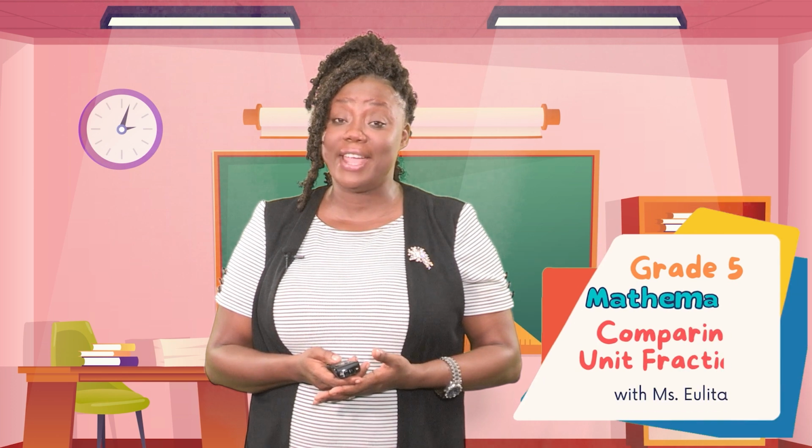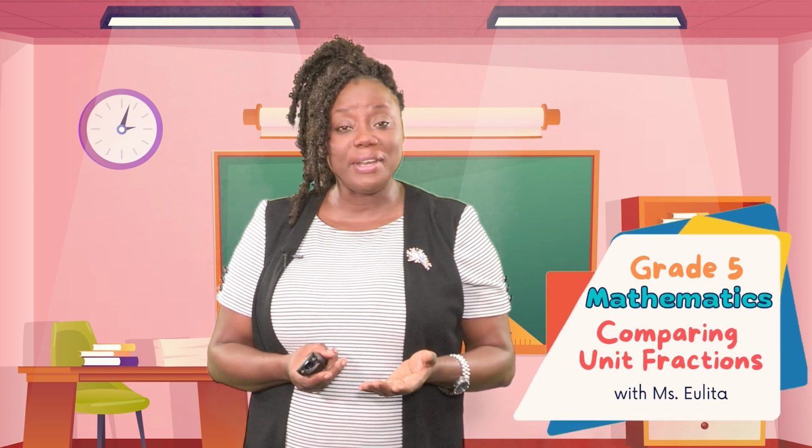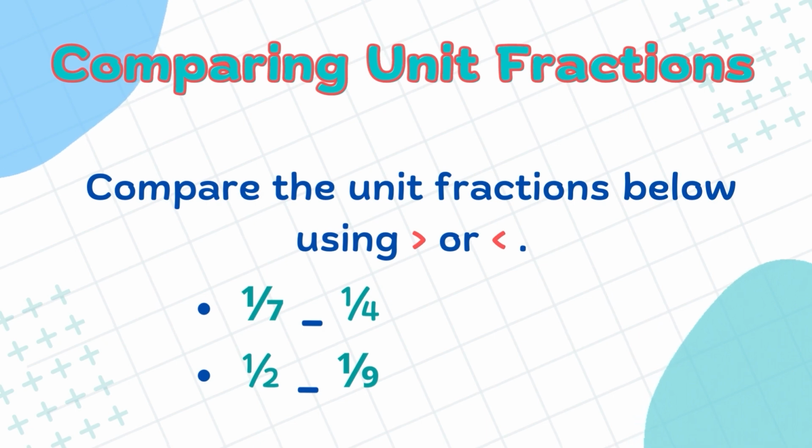Should be finished by now. Let's examine our denominators. 7 and 4. Which is the smaller denominator? 4 is the smaller denominator, so 4 is the larger fraction. 7 is the larger denominator, so 7 is the smaller fraction. So our number sentence will read 1/7 is less than 1/4.